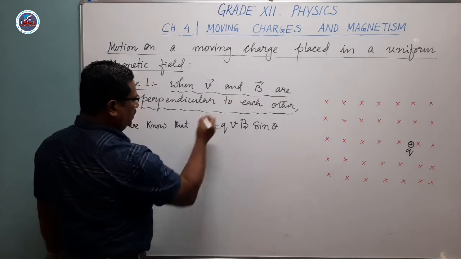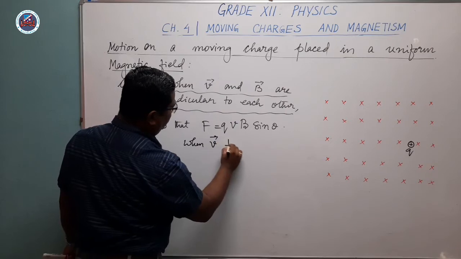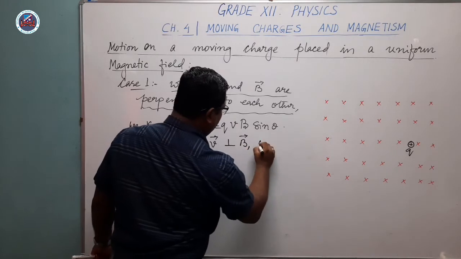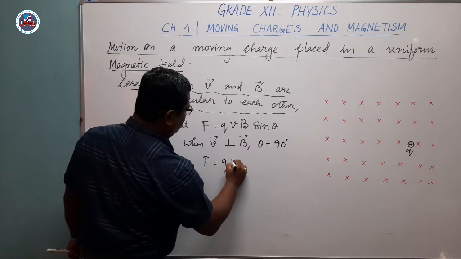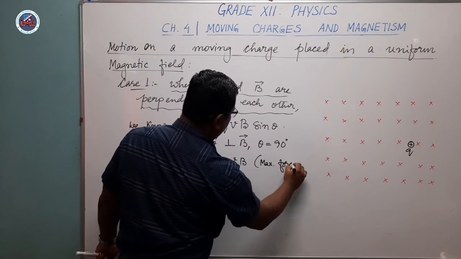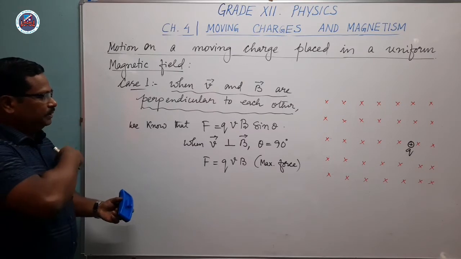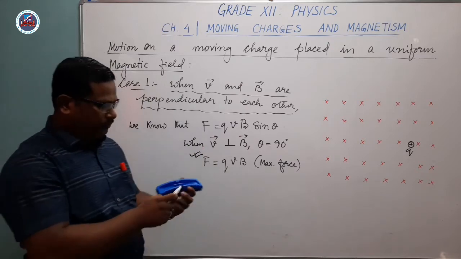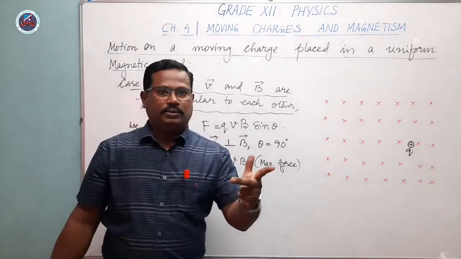Here in this case, if they are hitting each other at 90 degrees, when V is perpendicular to B, we know that theta is equal to 90 degrees. The force experienced by the charge will be maximum. This is the maximum force experienced by the charged particle. Now, in which direction this force will act is the interesting part here. You can use your Fleming's left hand rule.